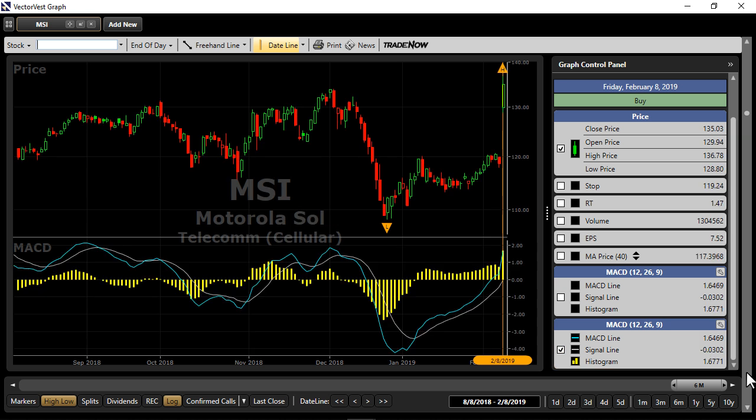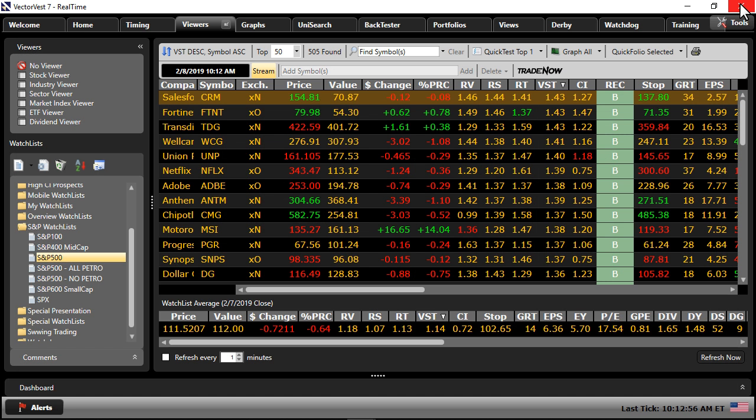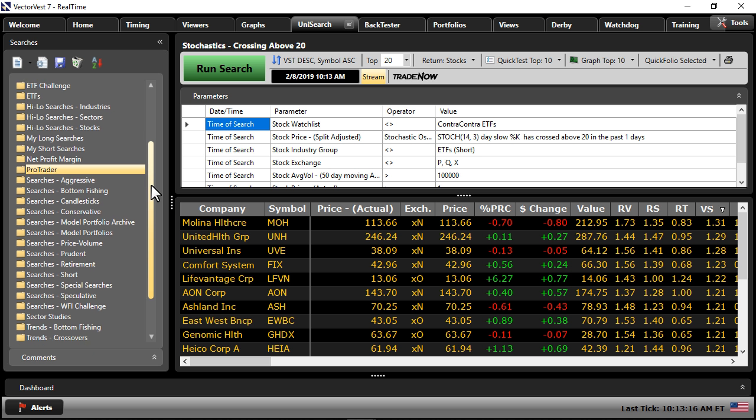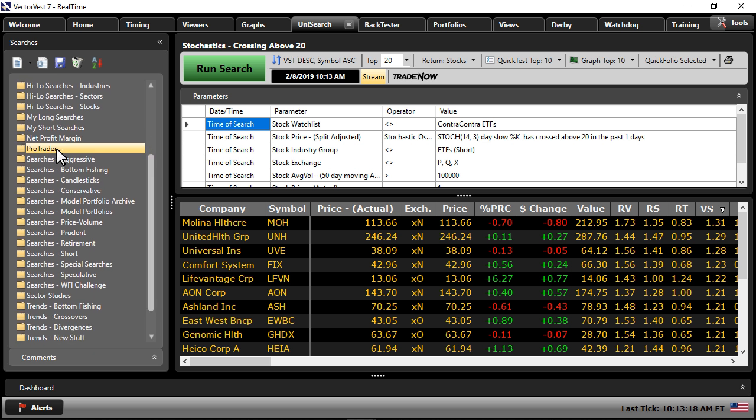So I can go through chart after chart looking for stocks whose MACD just crossed bullish today, and it may take me a little while. It can be done, but it's a little time consuming. The other method is to use a search. So I'm going to go into the Unisearch tool here, and we have a tool within the VectorVest program called ProTrader. Now ProTrader is an add-on module.